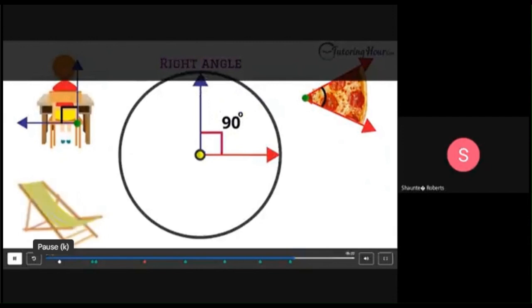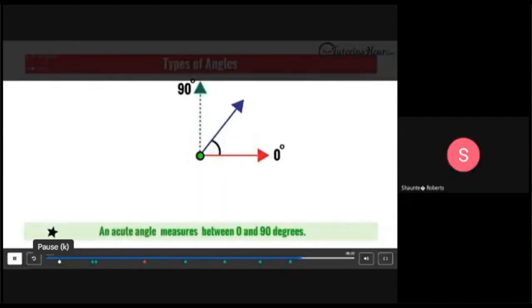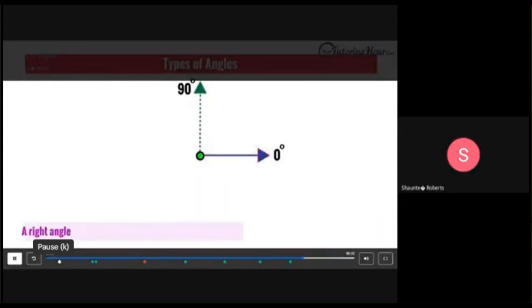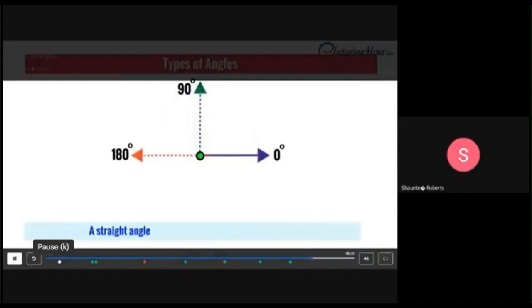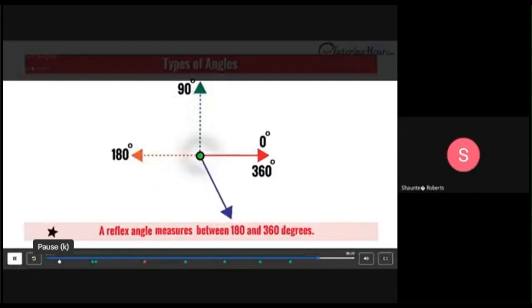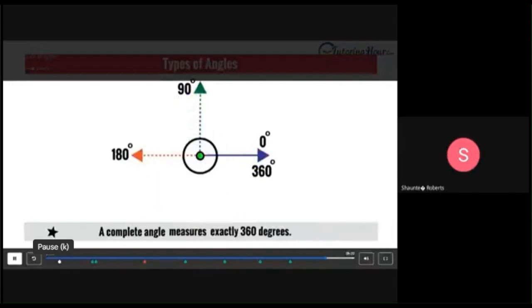Before we wrap up, let's quickly whiz through the basic angles that we come across in our everyday life. Acute angles measure between 0 and 90 degrees. Right angles are exactly 90 degrees. Obtuse angles are more than 90 and less than 180 degrees. Straight angles measure 180 degrees. Reflex angles are between 180 and 360 degrees. The angle created by one full rotation measures 360 degrees and is called a complete angle.